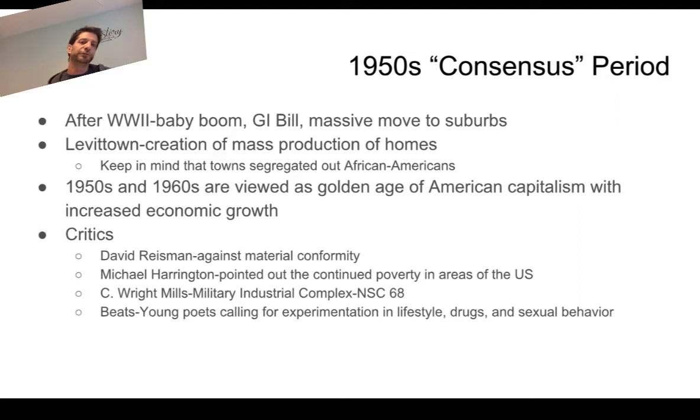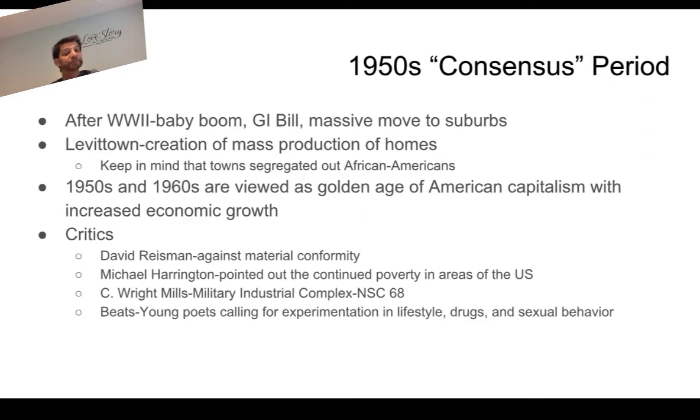After World War II, there was this massive baby boom that took place as soldiers came home. The government funded the GIs who came home through the GI Bill to go back into college. And they provided loans to buy houses. There was a massive move into the suburbs. And at the time, Levitt creates Levittown, which was a creation of mass production of homes. That allowed for people to afford buying into these suburbs. Now, keep in mind that the towns created in Levittown segregated out African Americans.